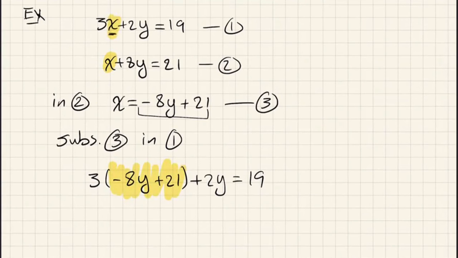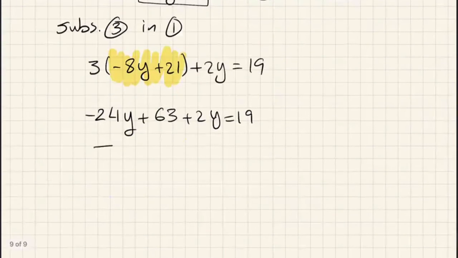Now I will expand. Brackets mean expanding. 3 times negative 8 is negative 24y. 3 times 21 equals 63, plus 2y equals 19. So negative 24y and 2y equals negative 22y, plus 63 equals 19. Shift 63 to the other side, it will go as negative 63.